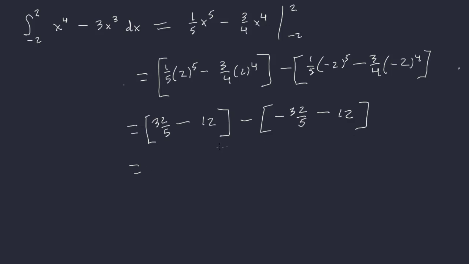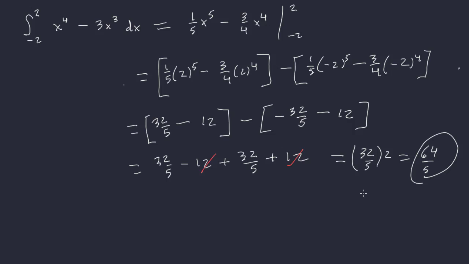So when we distribute this negative, well, we'll have 32 fifths minus 12. When we distribute the negative, we'll get plus 32 fifths plus 12. So the 12s cancel, and we get double the 32 fifths. So 32 fifths times 2 or 64/5. Okay, now there's nothing wrong with doing it this way.